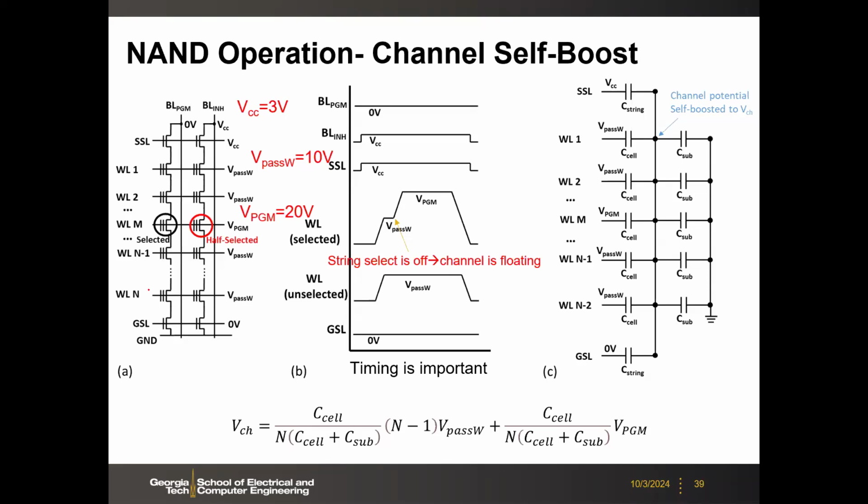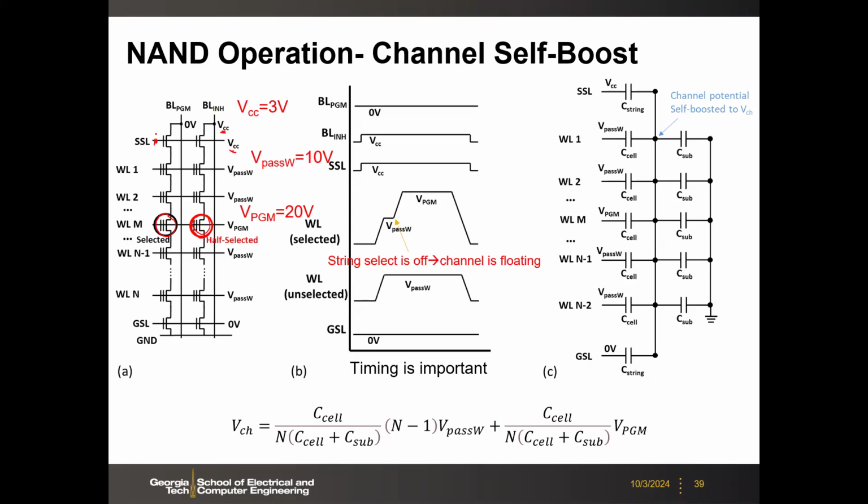This is called channel self-boost scheme. Okay. So similarly, the goal is the same. We want to program the selected cell, and then inhibit the cells that share the same bitline. So instead of applying like 10 volts to the string select here, we just want to apply like 3 volts to this VCC, the common collector voltage. So we want to apply 3 volts instead of 10 volts to the inhibition and also the string select line.